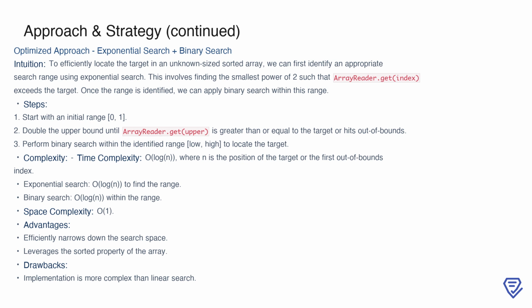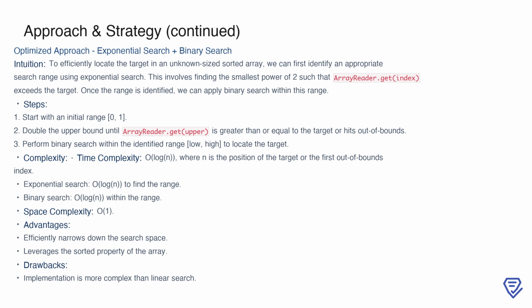Once we've identified an appropriate range, we can then apply binary search within this range to pinpoint the target's exact position. This approach is highly efficient, with a time complexity of O(log n). The exponential search step takes O(log n) to determine the range, and the binary search within that range also takes O(log n). The space complexity remains O(1), as no additional storage is required.